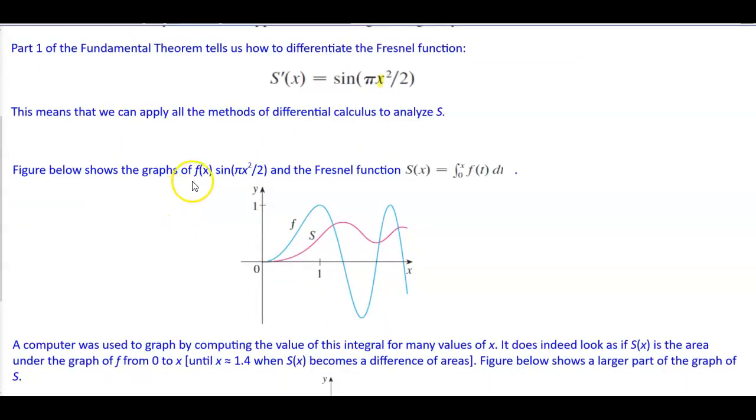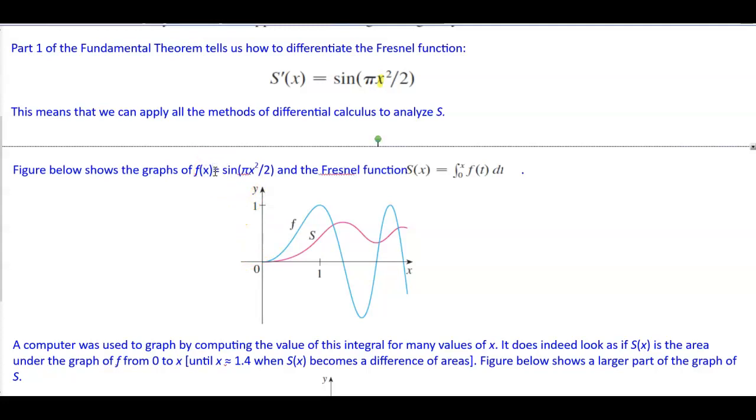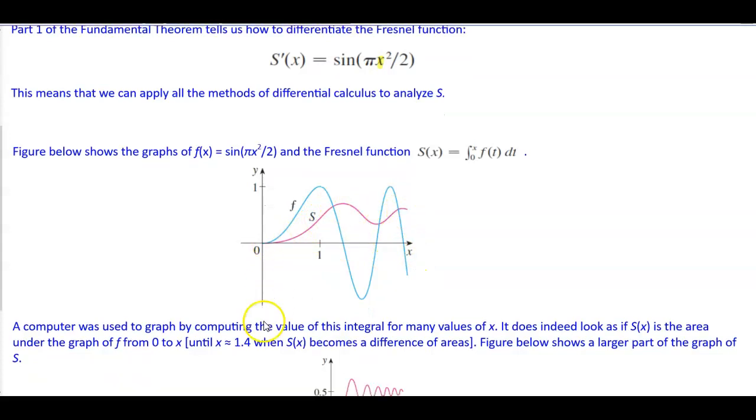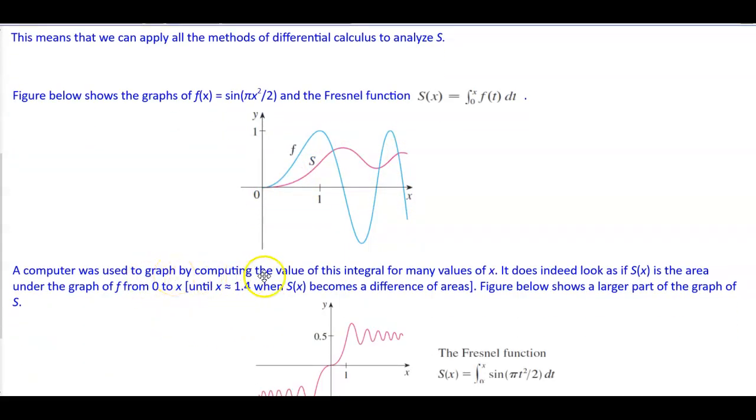Now the figure below shows the graph of f of x, which is equal to the sine of pi x squared divided by 2, and the Fresnel function that we saw here, which is the integral S of x, which is equal to the integral of f of t dt from 0 to x. So you can see here that here is the function f, and then here is the integral S. Now a computer was used to graph this by computing the value of this integral for many values of x.